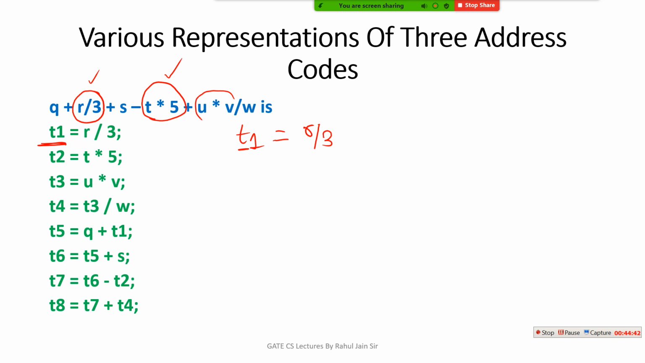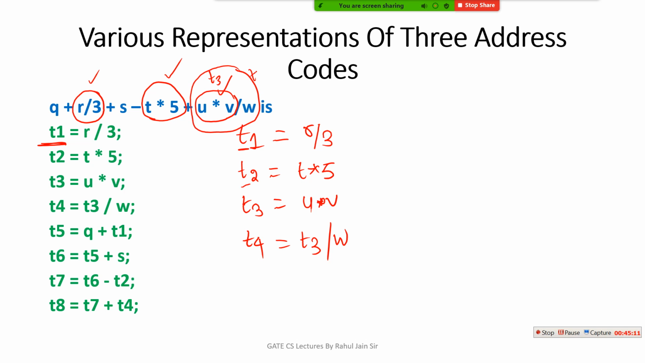Now we need to calculate the result of u and v, but before that t2 I can write as t into 5. After that I will take a separate variable t3 and calculate u into v, u multiplied with v, and this u and v will be replaced with t3. Now according to the associativity I will write t4 as t3 divided by w. So this t3 divided by w is completely stored in t4. Now again I need to go left to right, because I am just remaining with the addition and subtraction operators, which both have equal precedence, but from left to right.